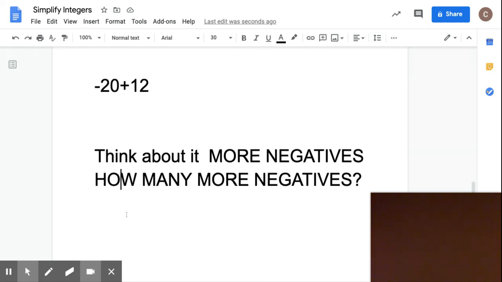You're right, we have 8 more negatives. So what's your final answer? -8, because you have 8 more negatives than positives. All right, we will continue to do a little more work with combining integers.